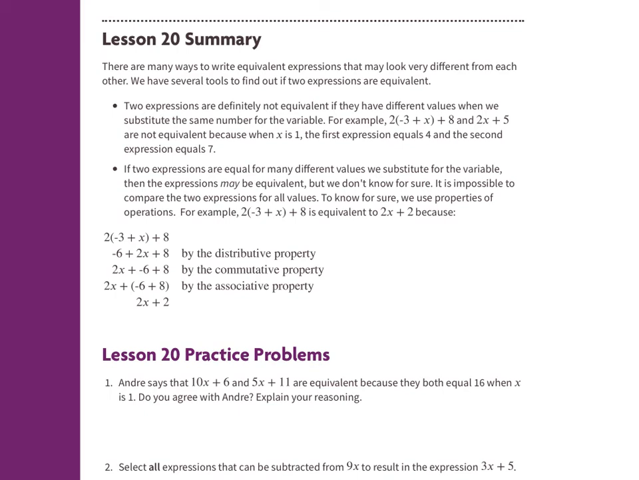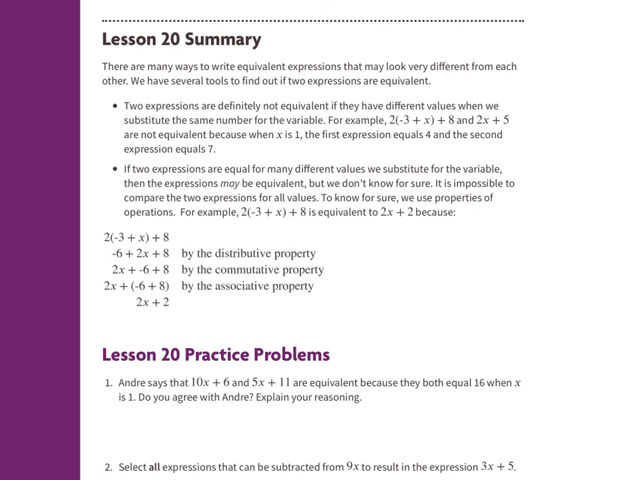If two expressions are equal for many different values we substitute for the variable, then the expressions may be equivalent, but we don't know for sure. It is impossible to compare the two expressions for all values. To know for sure, we use properties of operations. For example, 2 times the quantity of negative 3 plus x plus 8 is equivalent to 2x plus 2 because we use the distributive property to get rid of the parentheses. So 2 times negative 3 is negative 6. 2 times x is 2x. So we have negative 6 plus 2x plus 8. Then we can move the numbers around as long as we keep the same signs with them. So notice the negative always stays with the 6. So we move the negative 6 and the 8 next to each other. So negative 6 plus 8 is 2.